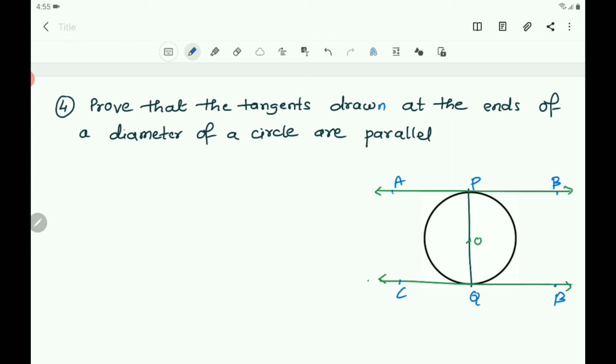So PQ is a diameter of a circle with center O. The lines AB and CD are the tangents at P and Q respectively. What you have to prove here is that the tangents at the endpoints of the diameter are parallel to each other, meaning AB is parallel to CD. That is what you have to prove. So what is given here? You take the solution.